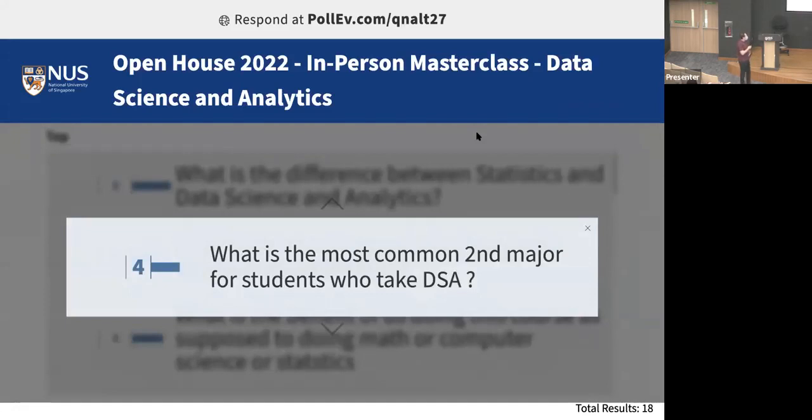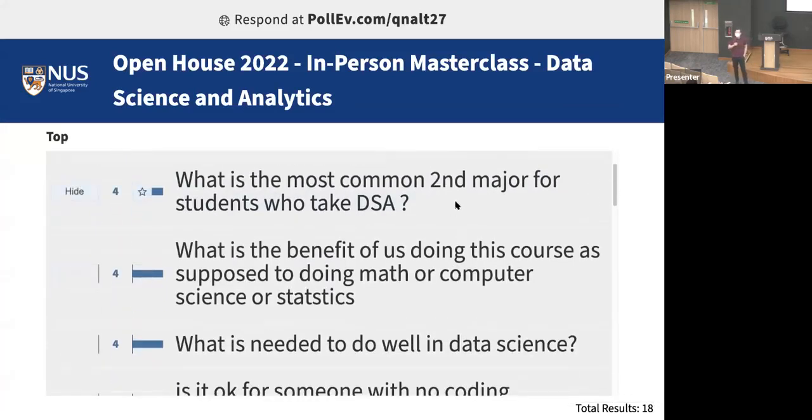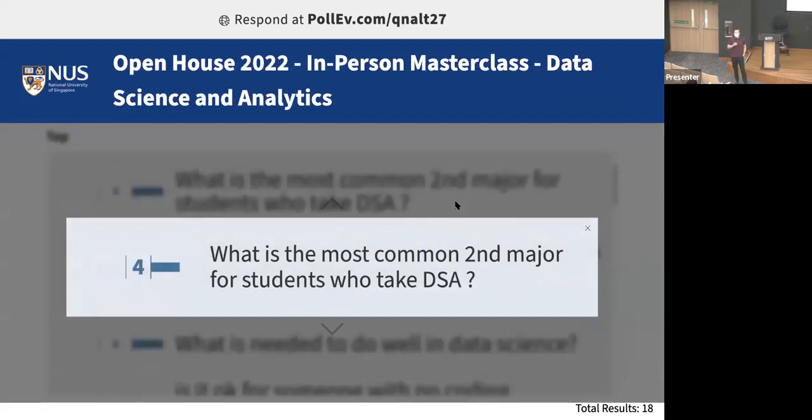The most common second major for students who take DSA, at the moment, is computer science. But we also have students who do a second major in economics, and students who do a second major in management. The second major in management is the second major for business administration. It's a different name.